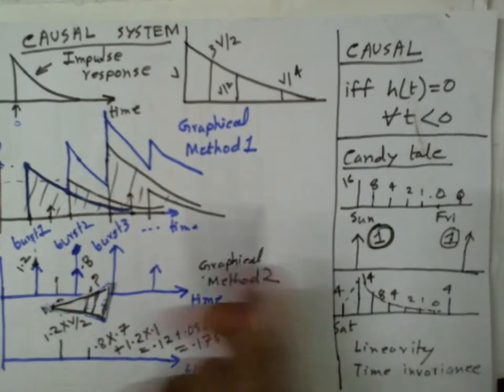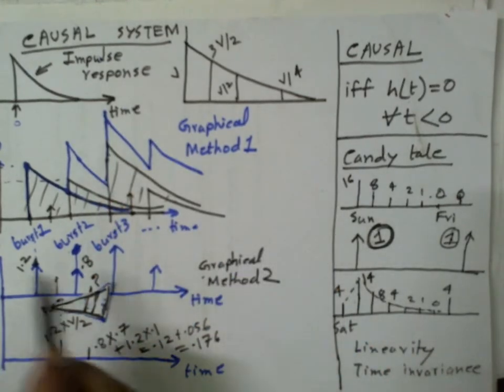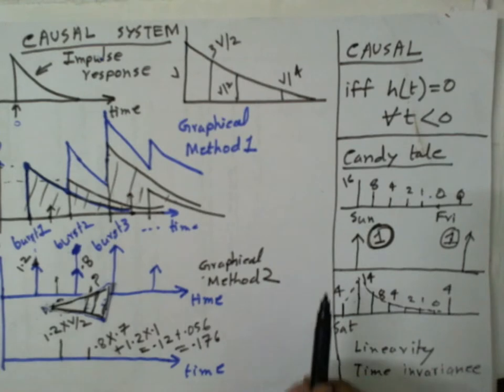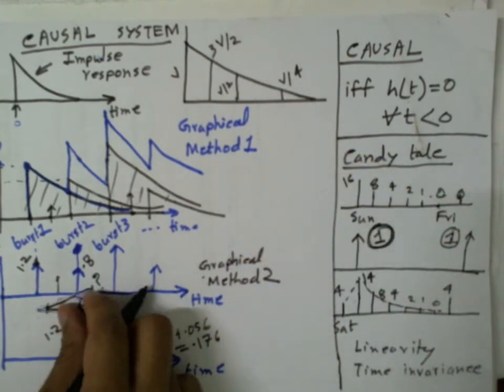If the rocket is by some chance non-causal, we can find the velocity of the rocket using either graphical method 1 or graphical method 2.